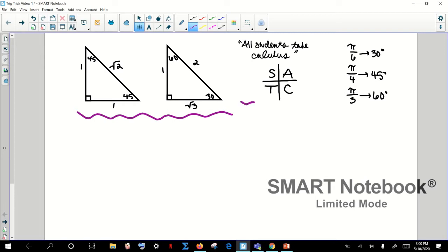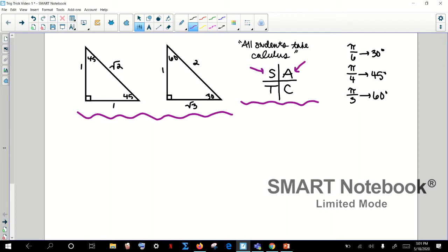This next piece of information is new to you all. So, all students take calculus. ASTC is a mnemonic device that helps you remember in which quadrants each trig value is positive and negative. So in the first quadrant, the A stands for all. So in the first quadrant, all trig values are positive. If you take the sine, cosine, tangent, or any of the reciprocal trig functions of any angle in the first quadrant, they're all going to end up positive.